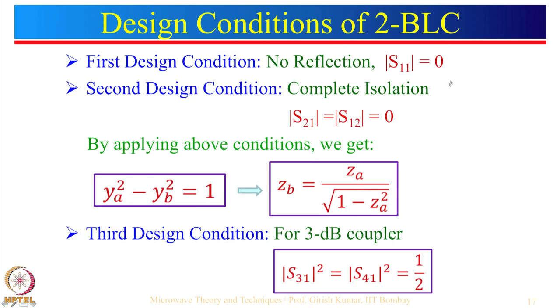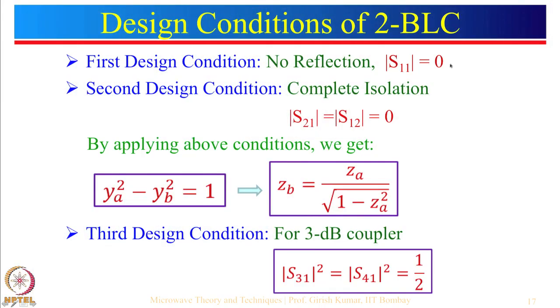Now, of course, these conditions will not happen at all the frequencies. We are putting this particular condition only at the center frequency. Away from the center frequency, things will be different. Now, by putting these two conditions, S11 equal to 0 and S21 equal to 0, in the previous equation, we can simplify that, and that leads to Ya square minus Yb square equal to 1.